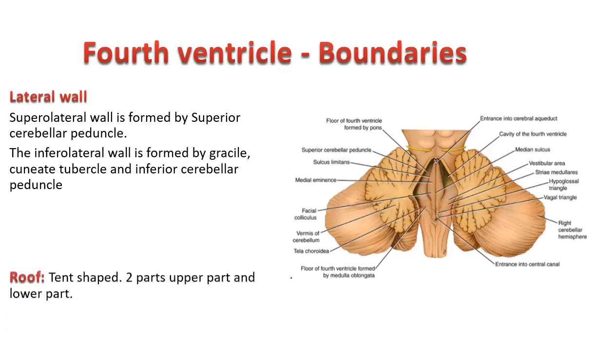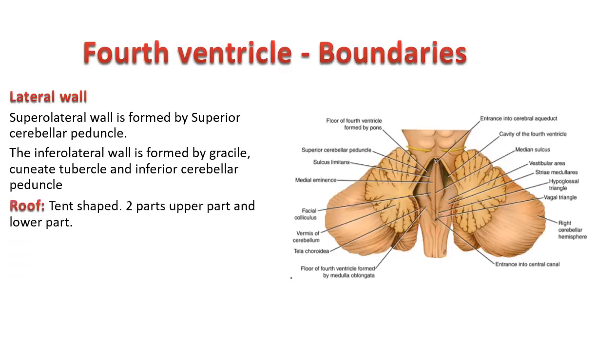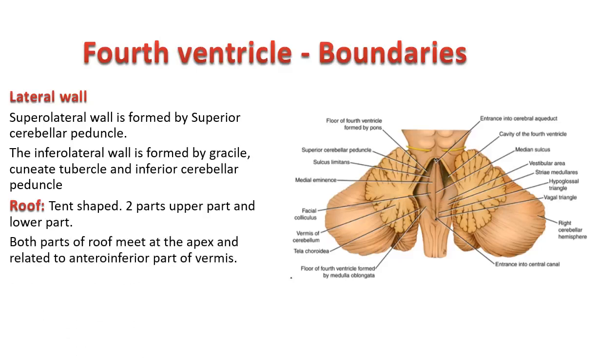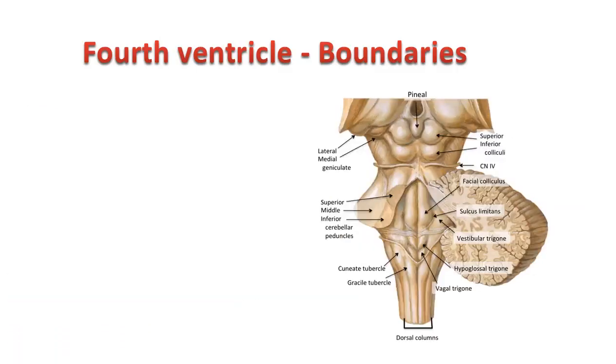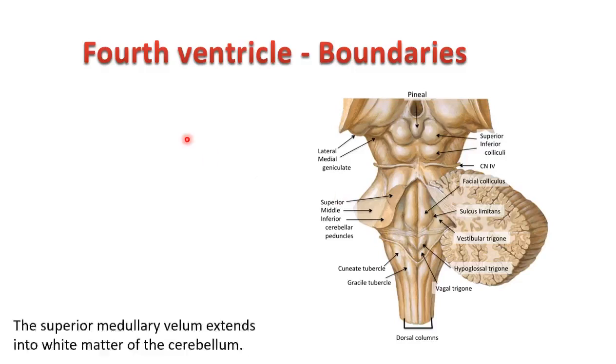Now coming to the roof, it is actually tent shaped, and as I told you in the beginning itself, the roof has two parts, an upper part and a lower part, and both meet at the apex. Now, coming to the roof in detail, we will see about the roof of the fourth ventricle.